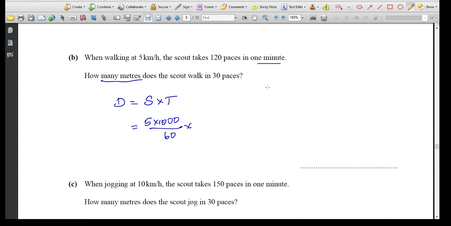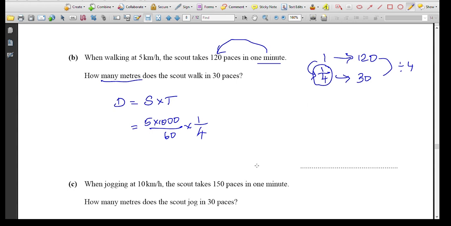So one more extra piece of information is given, only for 30 paces. In 1 minute, when they are able to cover 120 paces, how many minutes will they take to cover 30 paces? So here we are dividing by 4, so even here we have to divide by 4. It is going to be 1 by 4 is the answer. And we have to multiply the time, that is 1 by 4 minute, and we can solve this.